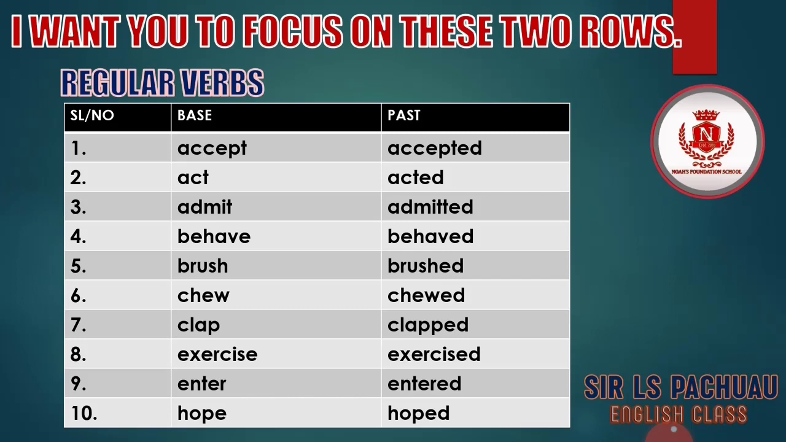Accept turns into accepted when we turn it into a past tense or into the second form of the verb. It ends with ed. So those kinds of verbs are called regular verbs, that end with ed. In the simplest form, we can explain it like this: the word accept, the base form, turns into a word that ends with an ed. That's the simplest form.